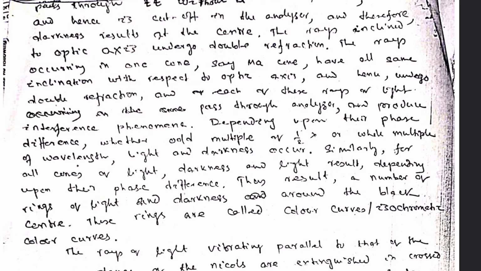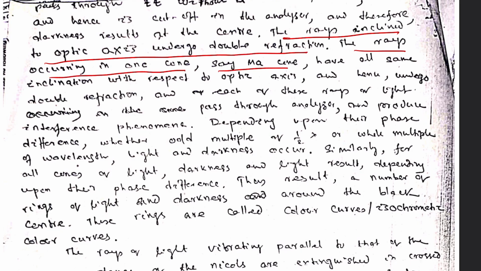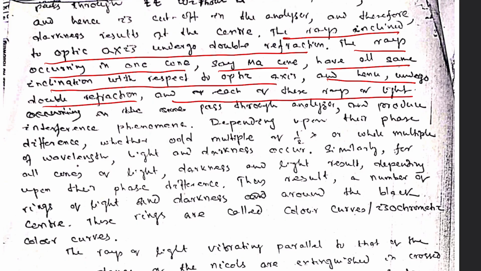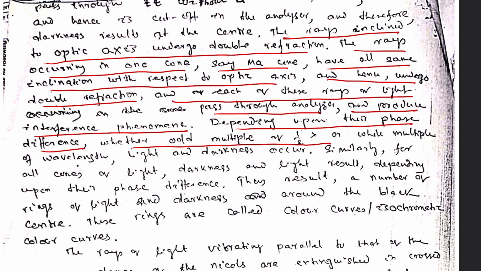So this has been described here. The rays inclined to the optic axis undergo double refraction. The rays occurring in one cone, say the MA cone, all have the same inclination with respect to the optic axis, and hence undergo double refraction, and each of these rays of light passes through the analyzer and produces interference phenomena. Depending upon their phase difference, whether an odd multiple of half lambda or a whole multiple of lambda, light or darkness occurs.